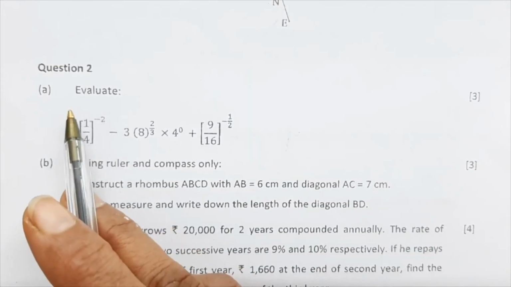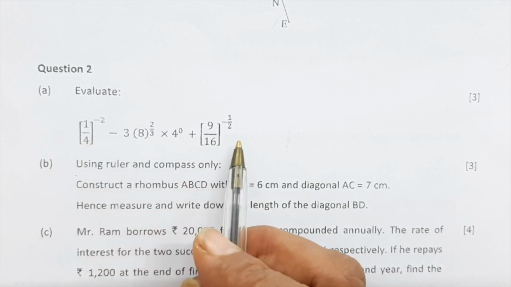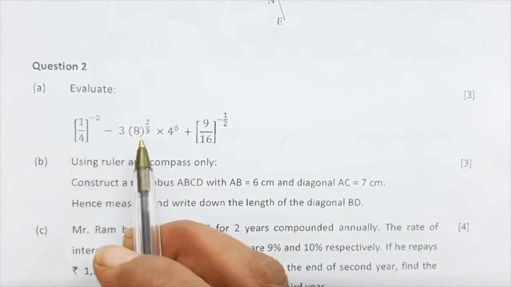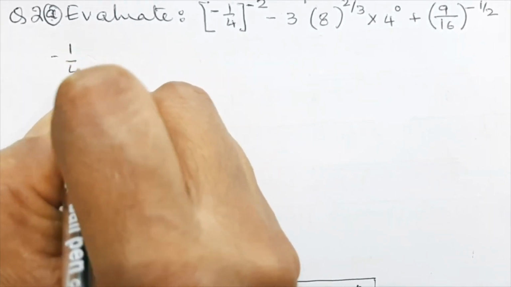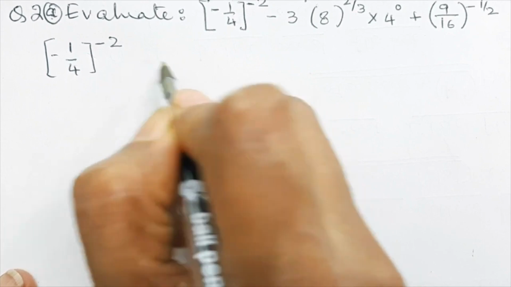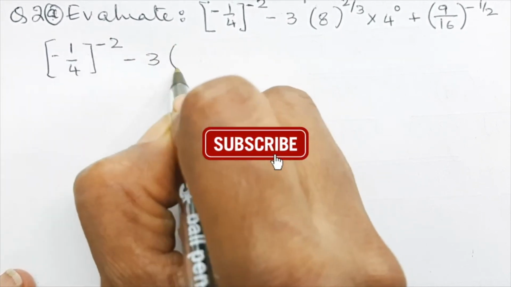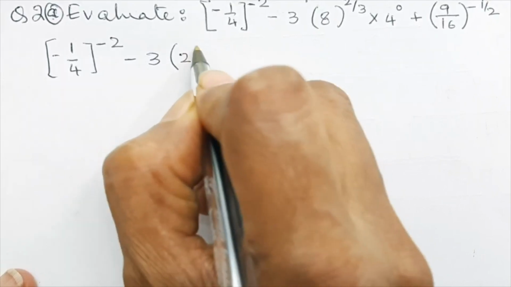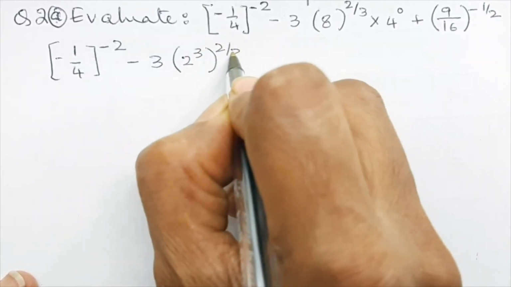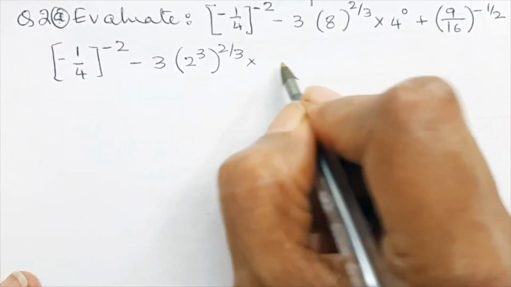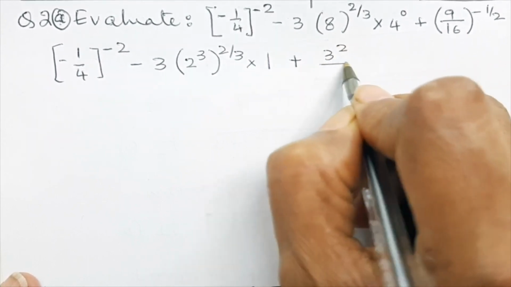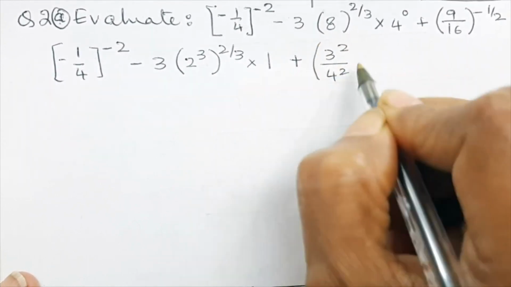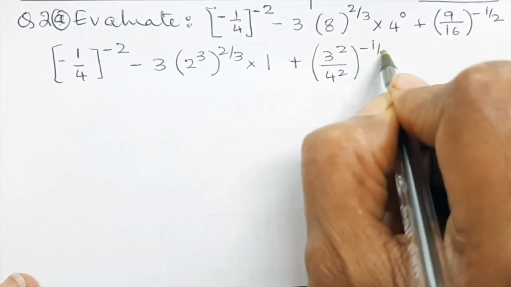Question 2a says evaluate, and this is given. This is from chapter indices, and so we are going to just copy this and we are going to use the laws of exponents and we are going to solve this. We have minus 1 upon 4 bracket to the power minus 2 minus 3 into this we will write as 2 to the power 3 and that to the power 2/3 multiplied by 4 to the power 0 is 1 and plus it will be here 3 to the power 2, 16 is 4 to the power 2 and the whole bracket is to the power minus half.